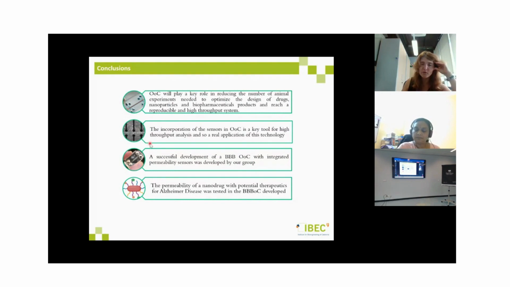We also incorporated a sensor based on the analysis of transendothelial resistance to analyze the performance of our blood-brain barrier membrane, the permeability of this barrier. We successfully developed the blood-brain barrier on a chip with integrated permeability sensors. And also we tested the permeability of nanodrugs, in this case nanodrugs, but also with other collaborations, we analyzed different kinds of drugs for neurodegenerative diseases.